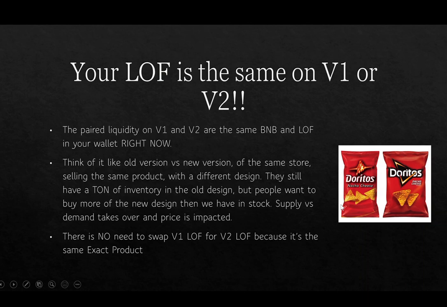Okay, think of this like the old version versus the new version. It's the same store, selling the same product with a different design. They still have a ton of inventory in the old design, but people want to buy the new one because it's new. So if you only have $2,000 worth of inventory, like we just say for instance on version 2, and somebody wants to buy $3,000 worth, the store's going to say, yeah, we'll sell you the $2,000 for $3,000 if you just want to give us your extra money.